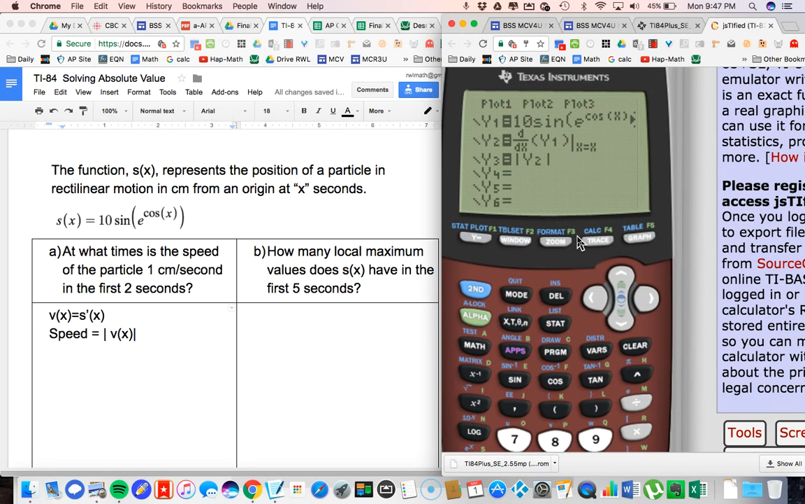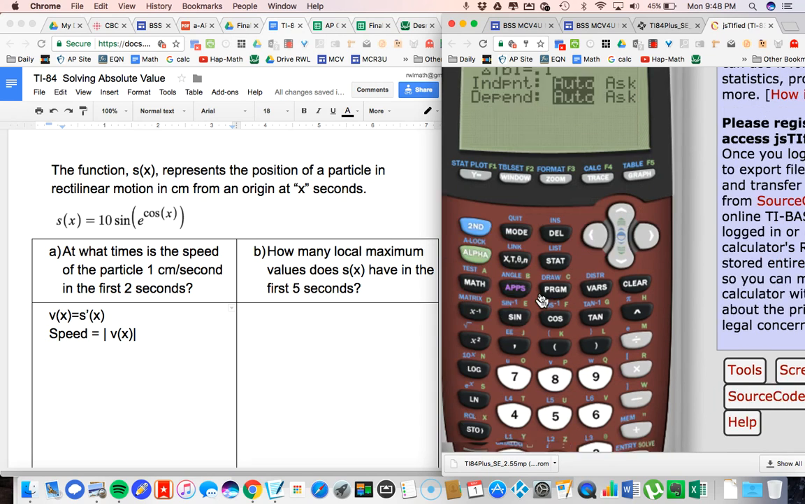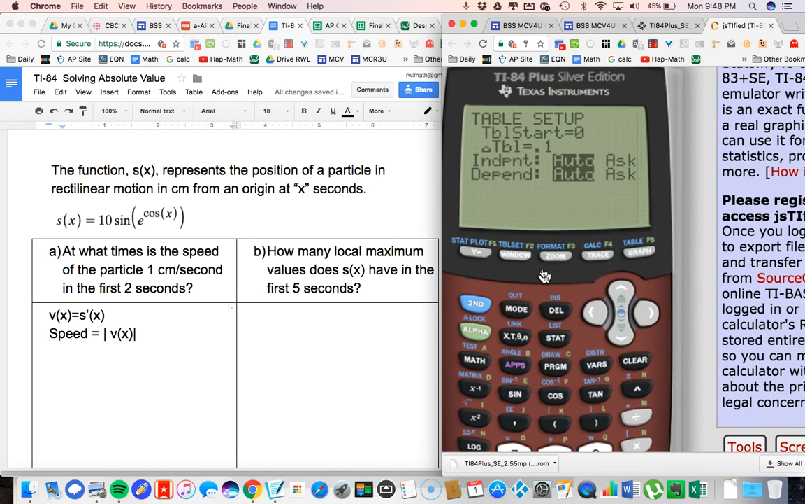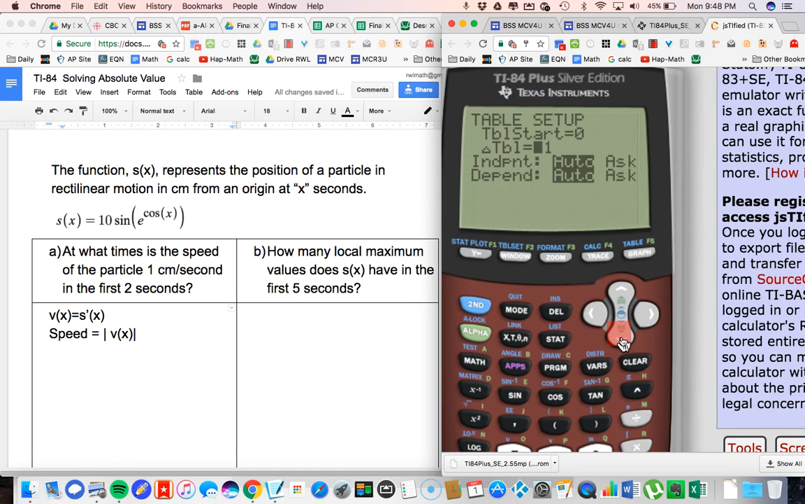What I want to do now is figure out all the different times the speed is 1 centimeter per second. So I do it the same way we do at the black calculator. Look at a table first. So to do this, see where it says table setup on the window button. So I hit the second function, table setup, and I'm going to start my table at 0 because I'm going from 0 to 2 seconds. And I'm going to go in increments of 0.1. So that's perfect. Now what I do is I look at the table.